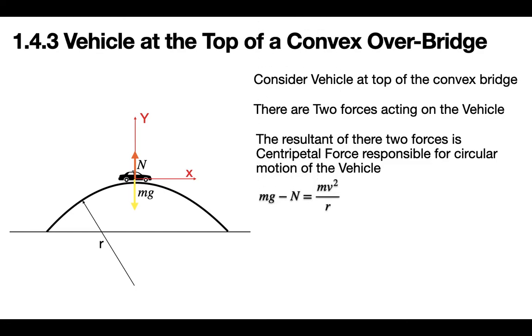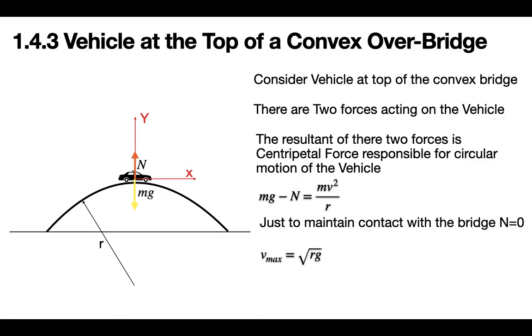So we can very well say the resultant force is mg minus N, which is responsible for the circular motion, and that must be mv square by r. And just to maintain contact with the bridge, N has to be 0. So that gives maximum velocity is equal to square root of rg. So you can say how fast I can go over the bridge. The answer is square root of rg.